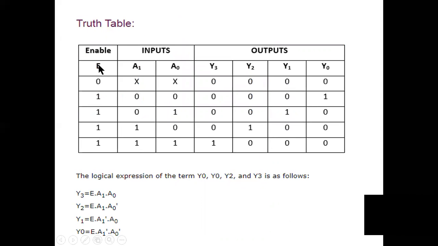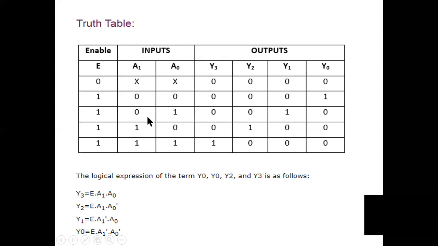For example, the enable E is simply like on or off. If it is on, that is 1, the decoder will function, otherwise it will not function. So it has two inputs, A1 and A0. First, E is 0, which means it does not function and all outputs are 0. Suppose it is enabled to 1 and A1 is 0 and A0 is 0. So the output is 0, because this is 0, the Y0 will be enabled.